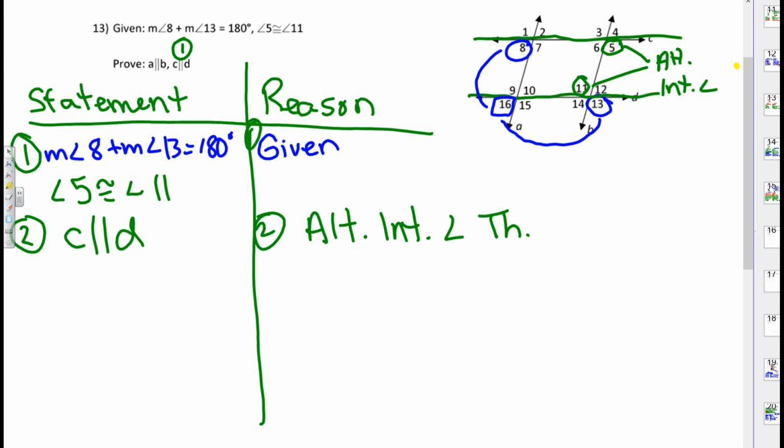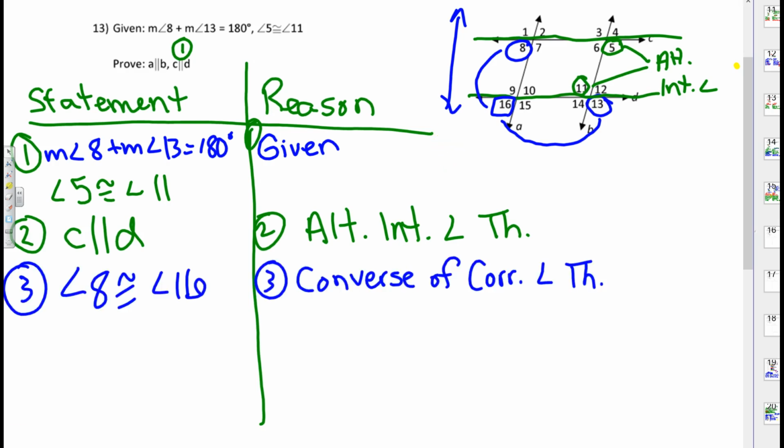If I'm able to prove that C is parallel to D, that means I'm able to work vertically in this problem. I can't work horizontally yet because I don't know if A is parallel to B yet. That's what I'm trying to prove. So I'm going to start off by looking at my vertical relationship first between angle 8 and angle 16. And I'm able to say that angle 8 is congruent to angle 16 by the converse of the corresponding angles theorem. So we're happy there.